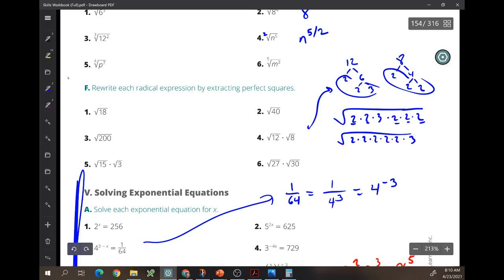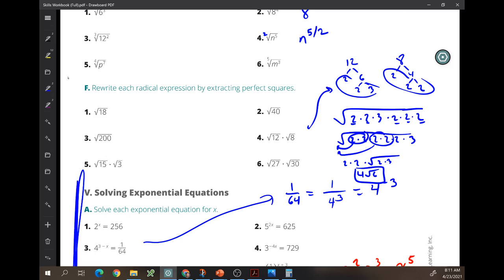And then I have 1, 3. So I have a pair, and I have a pair. Each pair is going to come outside. So this comes out 1, 2 times the second 2. And then inside is 2 times 3. So this becomes 4 outside and 6 inside. So 4 square root of 6. So that's our homework. Should be easy.